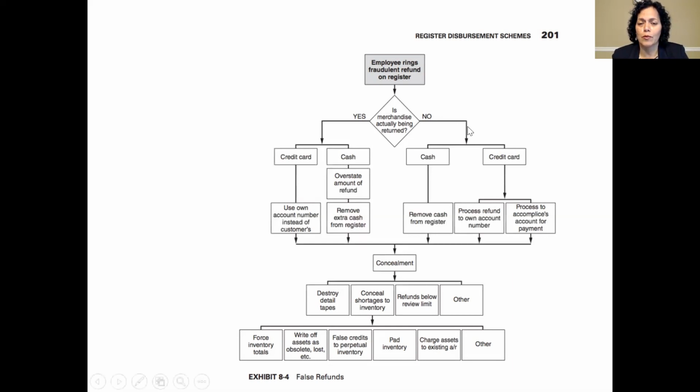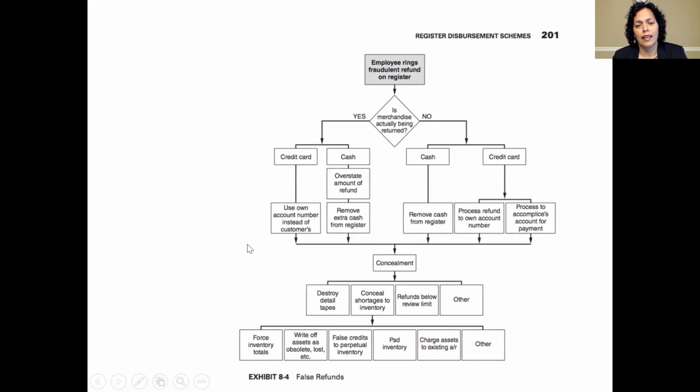Let's look at what happens when there is no merchandise being returned, which means this is completely fictitious. It could be a cash refund, which means the employee is just stealing the cash, or it could be a credit card transaction. Since there is no customer involved at all, they're going to charge it back to their own account, or they could charge it to an accomplice. Which means there is someone else working there, and I charge it to their account.